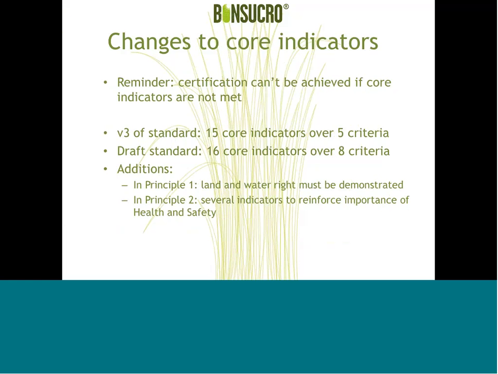The main important changes to look at are the core indicators and whether there have been any changes to them. As a reminder, certification can be achieved only if all the core indicators are met by the operators. In version 3 of the standard, we had 15 core indicators over 5 criteria. In the draft proposed standard, we have 16 core indicators over 8 criteria. So you can see we have added some core indicators, and we have spread them over a larger number of criteria. As an example, we've added in Principle 1 a core criterion stating that land and water rights must be demonstrated. And in Principle 2, we have added several core indicators to reinforce the importance of health and safety of workers on the operator's premises.